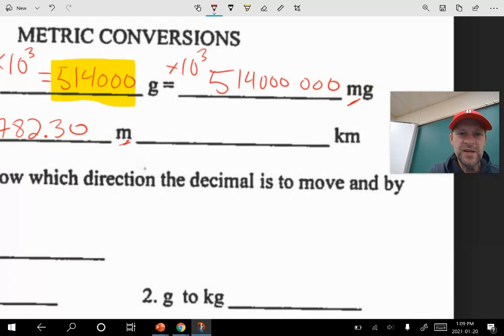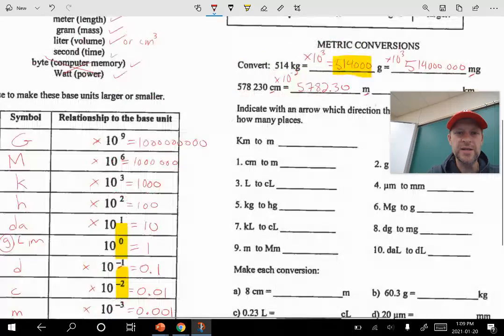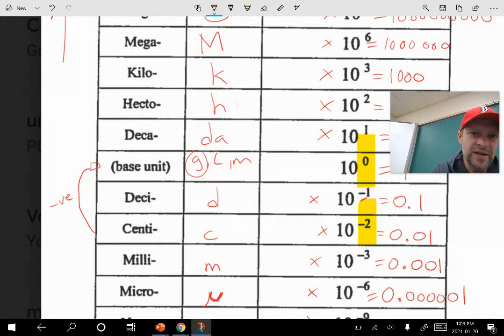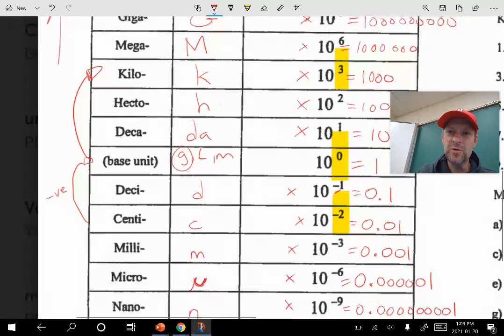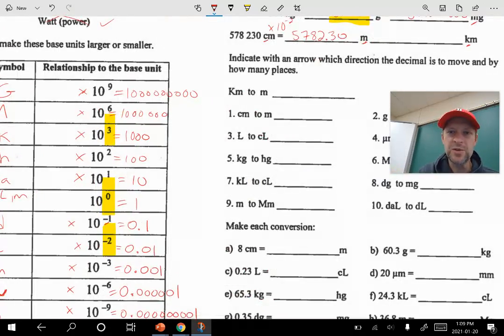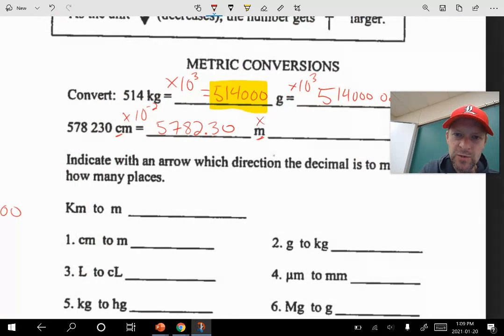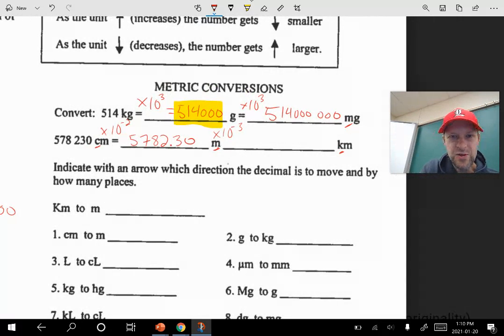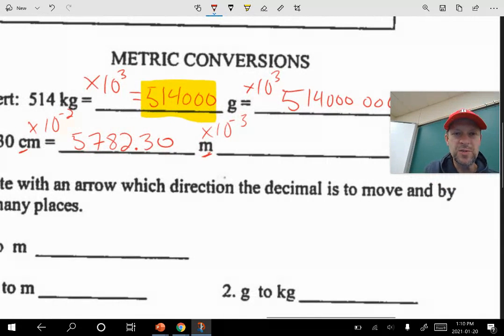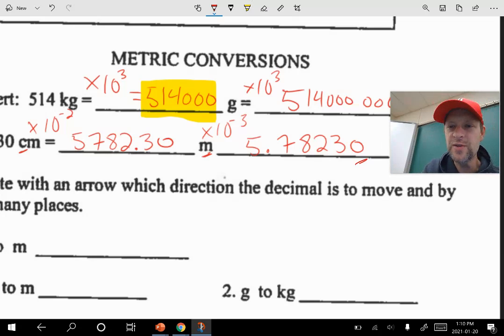Now I'm going to show you a way to cheat the system in a minute after we do the last one here. Meters to kilometers. Back to my list. So no prefix, so right here, up to kilometers. So I'm going from a 0 to a 10 to the 3, right here. I'm going up the list, so it's going to be a negative exponent. What's the difference between 0 and 3? Well, it's 3. So it's going to be 10 to the power of 3, but negative 3 because we went up the list. 10 to the power of negative 3. Again, you can look at what the actual decimal is if you don't like using exponents. So that's going to be 5.78230.